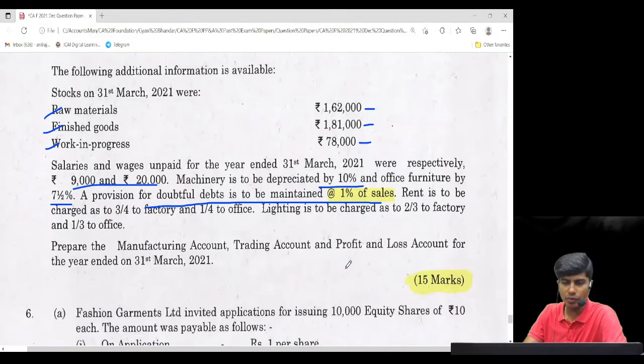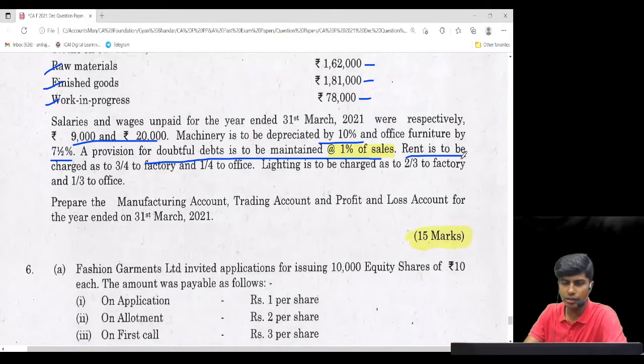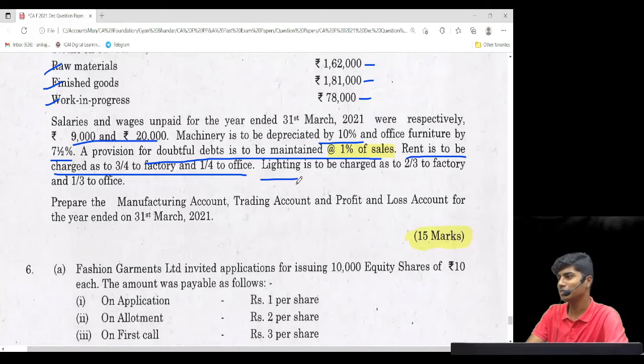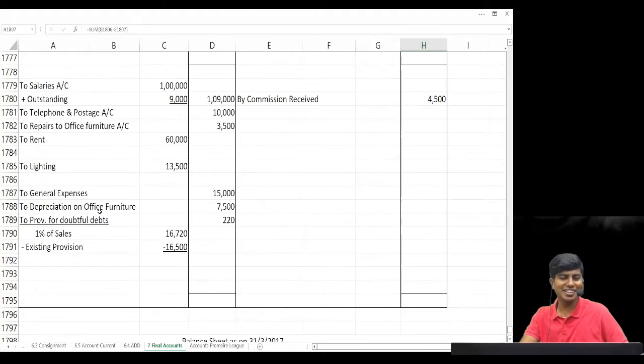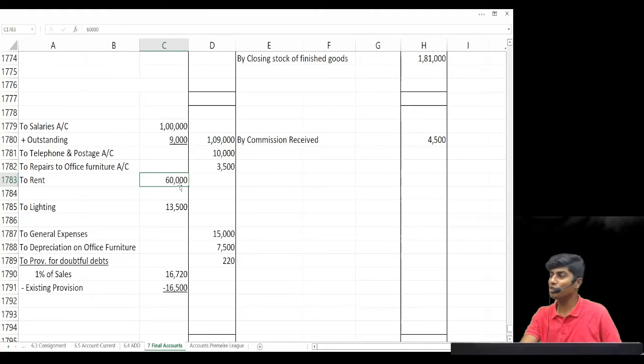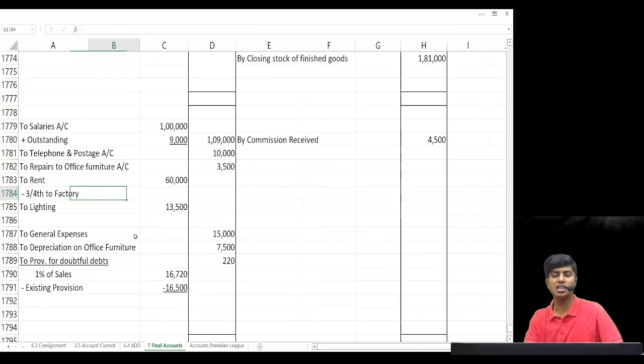Then what do we have? Rent, three-fourths and one-fourth. Shall we split that? After this, lighting. Think of it. Rent: 3/4 to factory, 1/4 to office. We have written rent here, so 3/4 goes to factory and it should not be there in P&L. I'll eliminate the factory rent, that is 3/4.